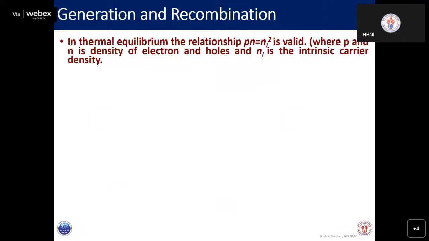Now, how can carriers be generated or recombined? As I already explained, in thermal equilibrium, the relationship between the number of N-type carriers and the number of P-type carriers is that if you multiply them, it becomes equal to the square of the intrinsic carrier density, p times n equals ni squared. This remains valid all the time, where p and n are the densities of holes and electrons, and ni is the intrinsic carrier density.